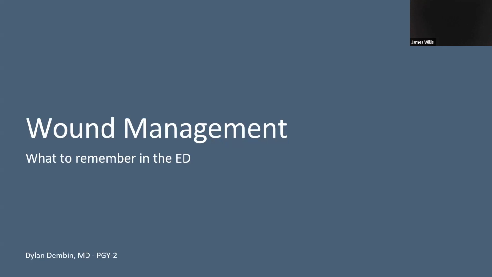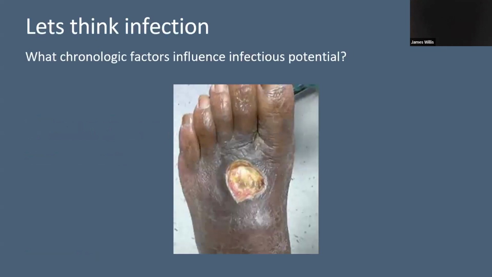And let's get started. So, in terms of infection, there are certain chronologic factors related to wounds when they happen, when people present, that influence the infectious potential that they have down the road in our course of treatment. So for anyone, what are some factors that we might think about in terms of the chronology of wounds that affect their infectious potential that anyone might be aware of?